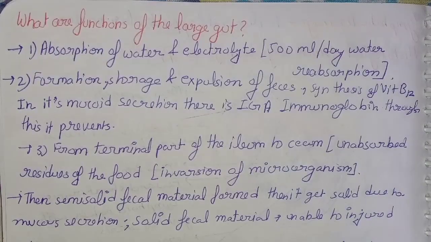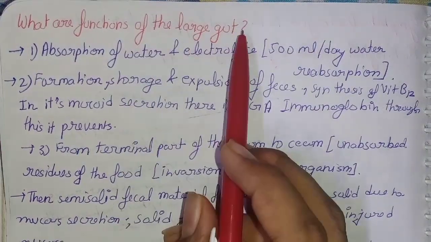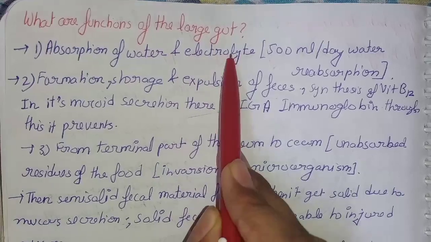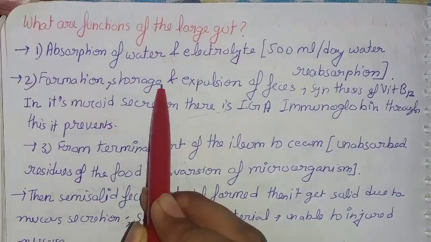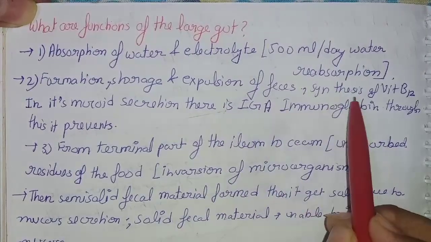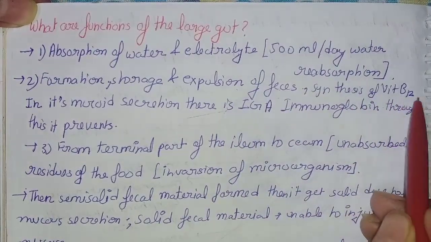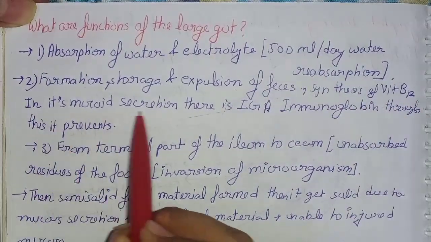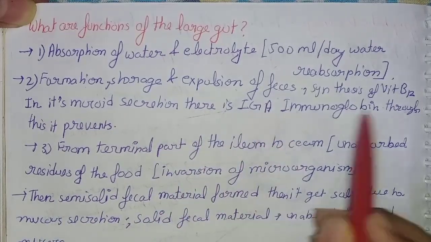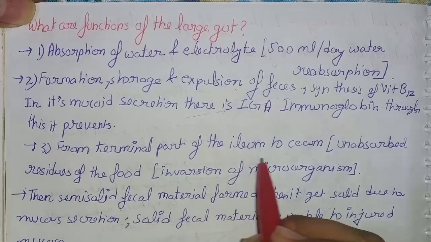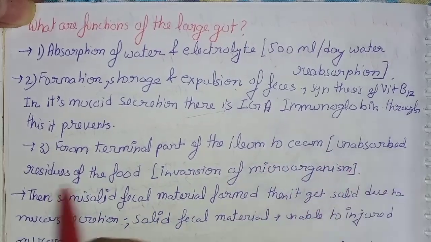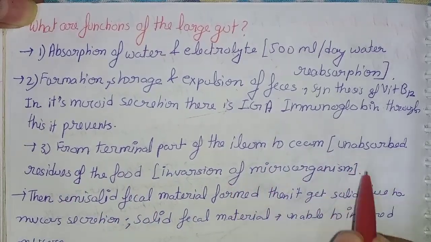Now coming to the functions of the large gut. What are the functions of the large gut? Absorption of water and electrolytes, 500 ml per day of water reabsorption, formation, storage and expulsion of feces, and the synthesis of vitamin B12. In its mucoid secretion, there is immunoglobulin A, which prevents invasion of microorganisms. From the terminal part of the ileum to the cecum comes unabsorbed residue of food.